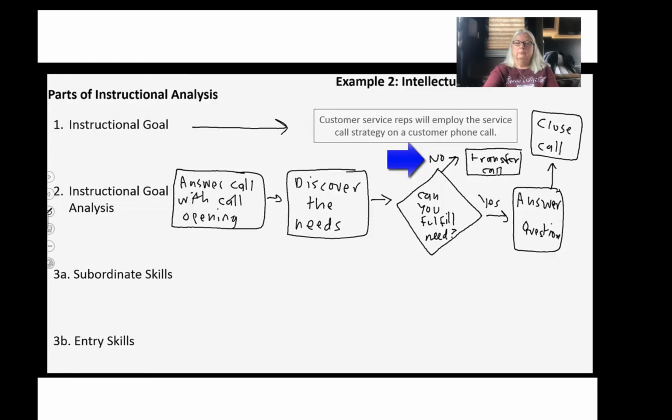So that might not work. And sometimes answering the question is not the only thing you need to do. Maybe there's some other action that needs to be taken. So I can already tell that this isn't a perfect instructional goal analysis, but it's a start.